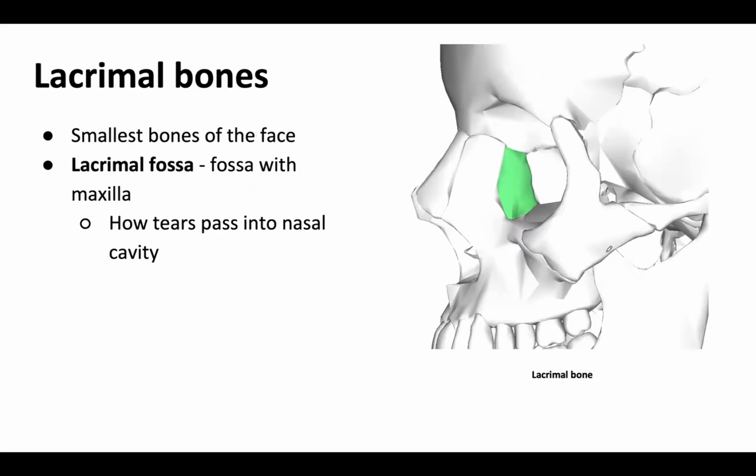The smallest bones of the face are the lacrimal bones, which are in the medial wall of the orbital region. There is a depression in the anterior portion of the lacrimal bone that matches up to a depression on the maxillae to form the lacrimal fossa. And it's in this region that tears will collect and that will eventually drain towards the nasal cavity. So lacrimation is involved with production of tears, so that is where these bones get their name.